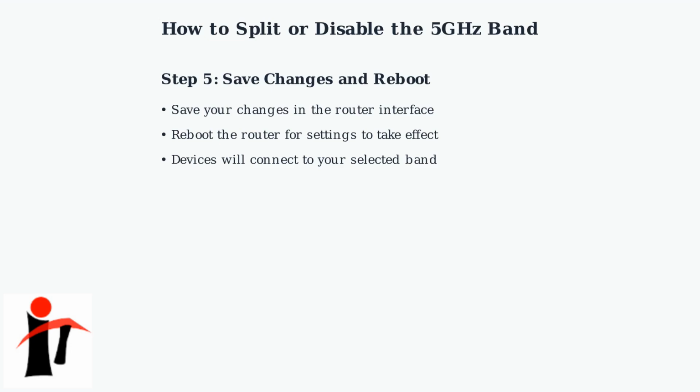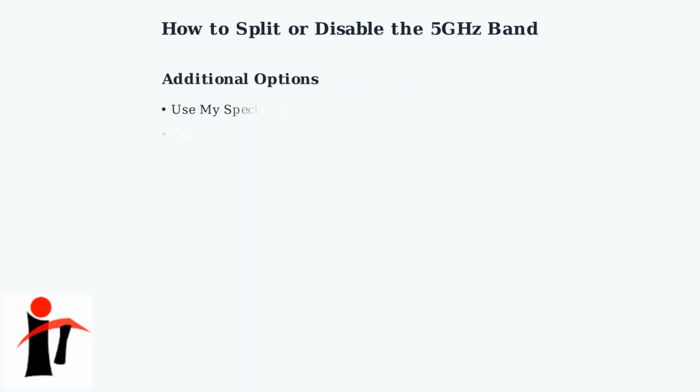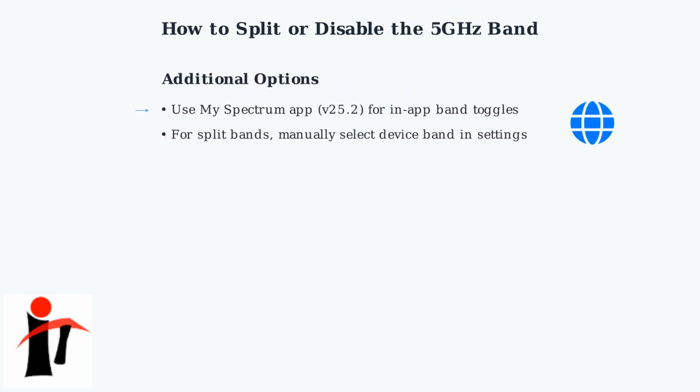After making these changes, devices will either connect to your selected preferred band or be limited to the 2.4 GHz band. Spectrum's My Spectrum app, version 25.2, released in June 2025, now includes in-app band toggles, reducing the need for web logins. If you decide to split the bands, remember to manually select the device's band connection from the settings menu on each device.